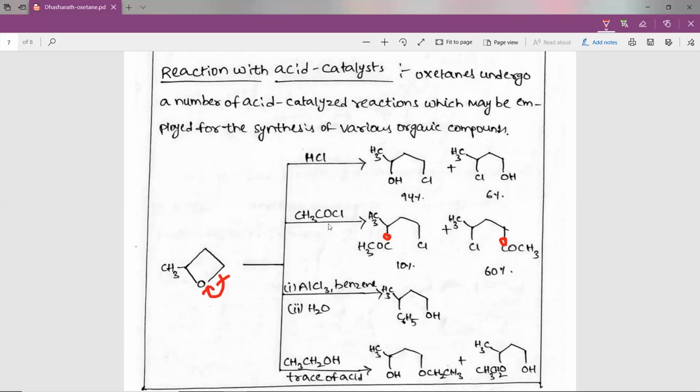Similarly, acetyl chloride will also open the ring system on the same side, this side only. Here we must have oxygen. This oxygen remains as it is, and COCl is added as an acid, CH3CO plus Cl minus. Therefore here we must have OCOCH3, and here also OCOCH3. Similarly, when it is treated with aluminum chloride and barium, the ring opens to form an alcohol. Once again the ring opens on this side.